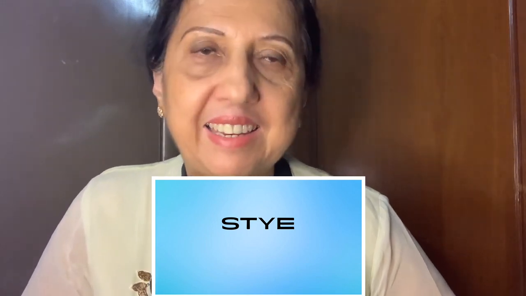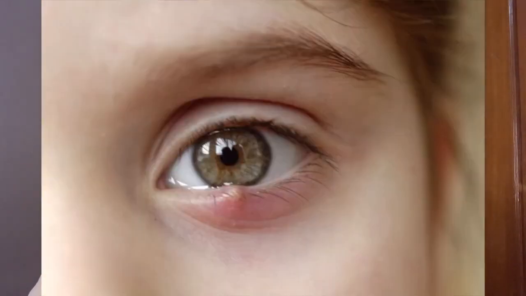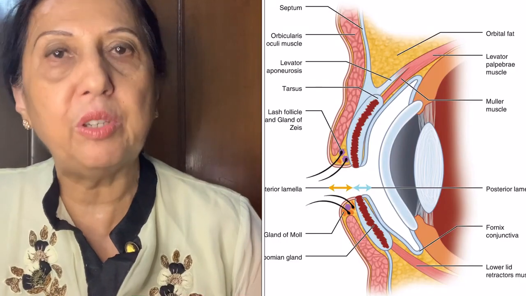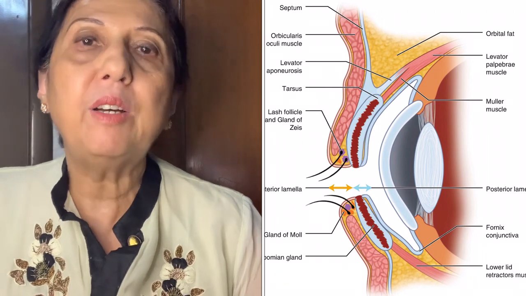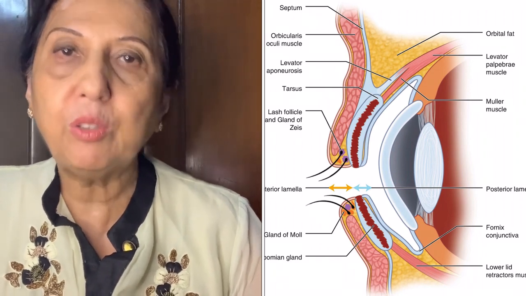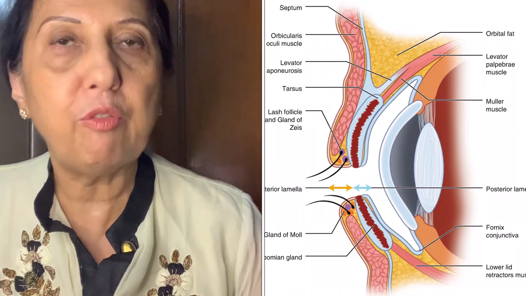Stye is also known as Hordeolum Externum. Hordeolum means barley in Latin, and because this swelling resembles a grain of barley, and it points on the skin outside, it is known as Hordeolum Externum. It is an acute infection of the hair follicle of the lid, along with its associated gland of Zeiss, which is the sebaceous gland, or the gland that secretes oil or sebum, and the associated gland of Moll, which is a sweat gland associated with the hair follicle.